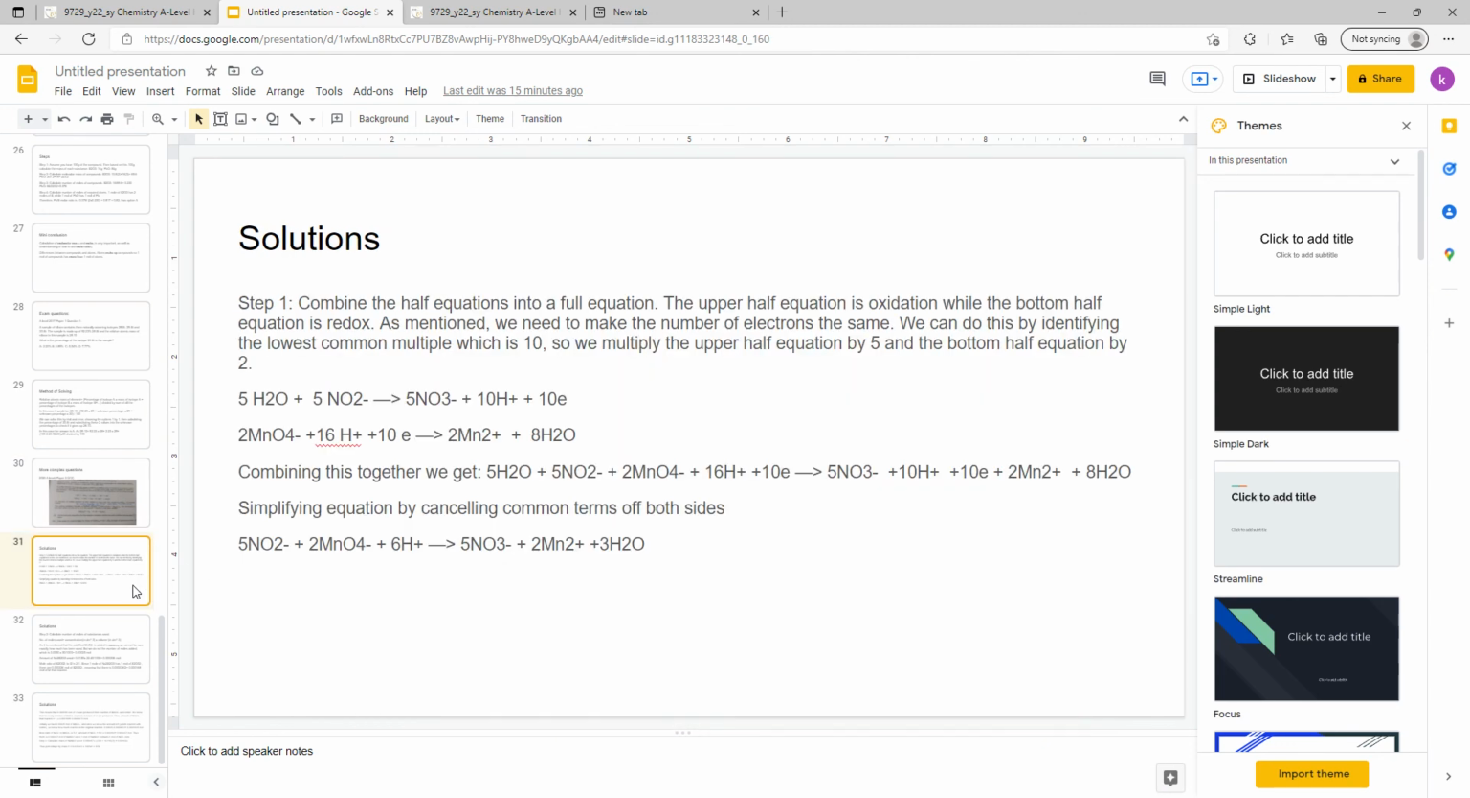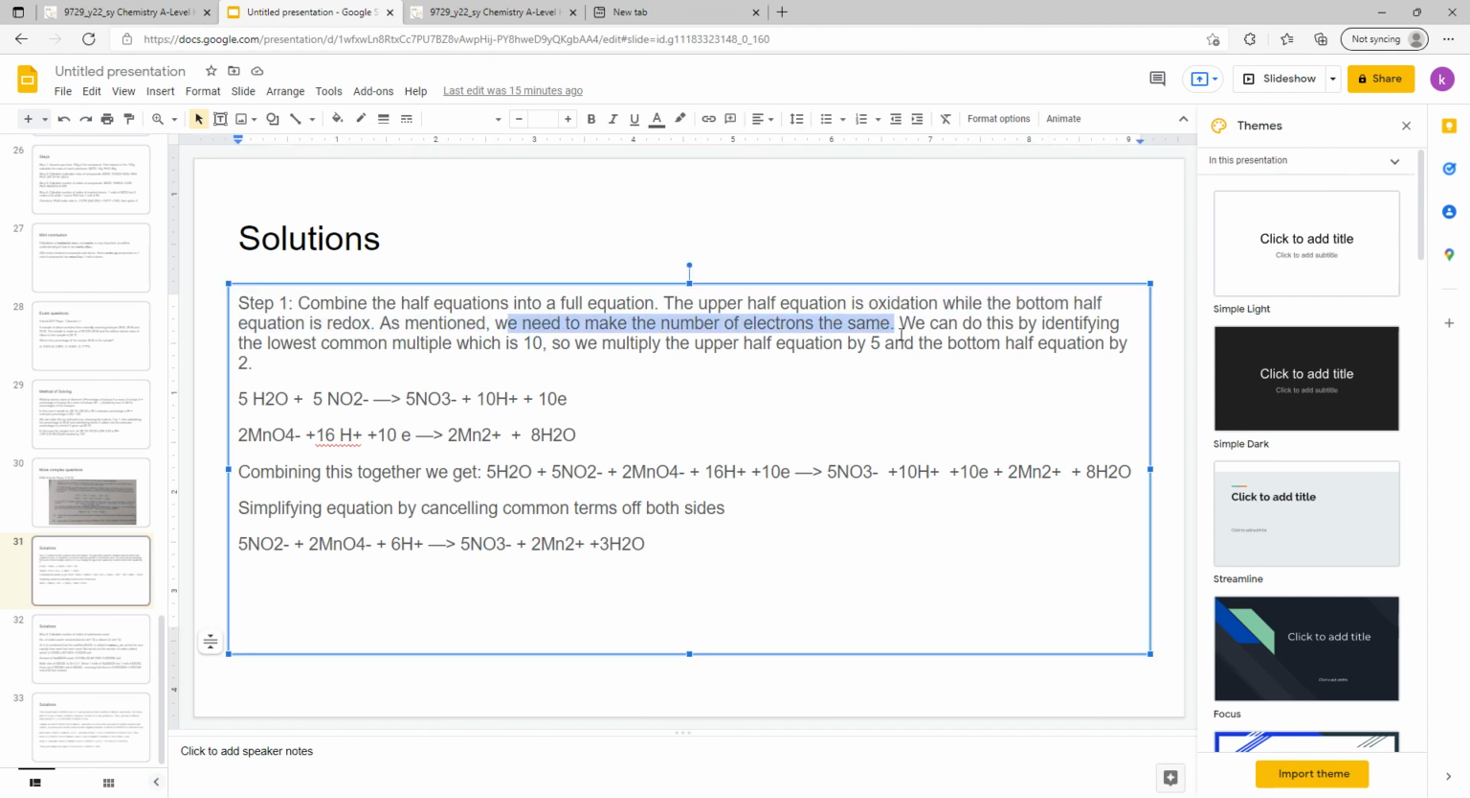As mentioned earlier, in order to combine them, we need to make the number of electrons the same. So we can do this by identifying the lowest common multiple of 2 and 5, which is 10. So we multiply the upper half equation by 5 and the bottom half equation by 2. So you will get these two equations over here. Then when you combine them together, you add all the reactants together and all the products together. So you will get this long list.